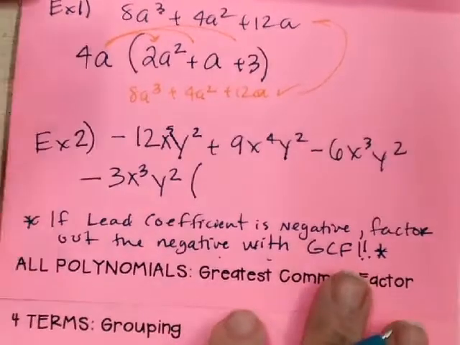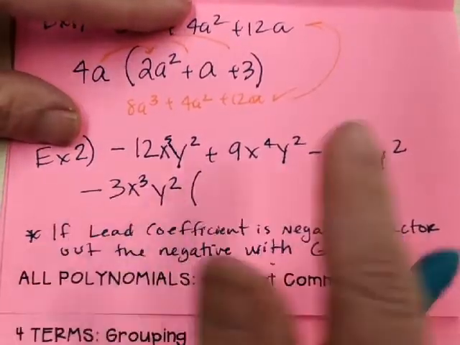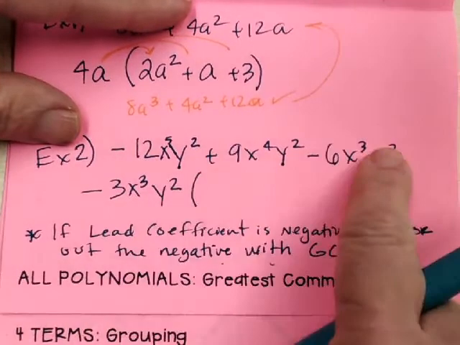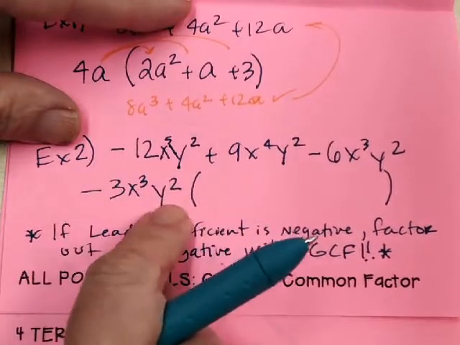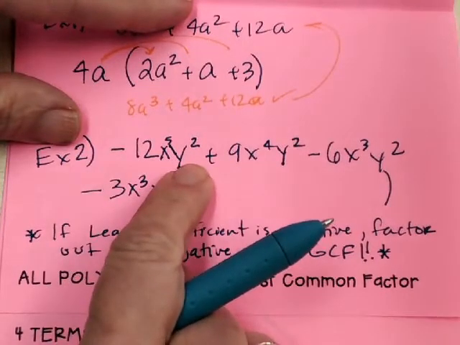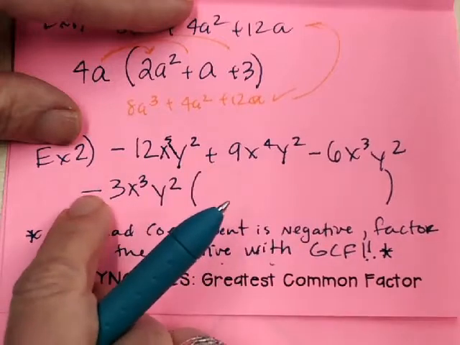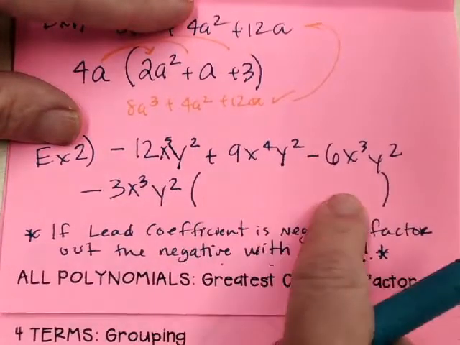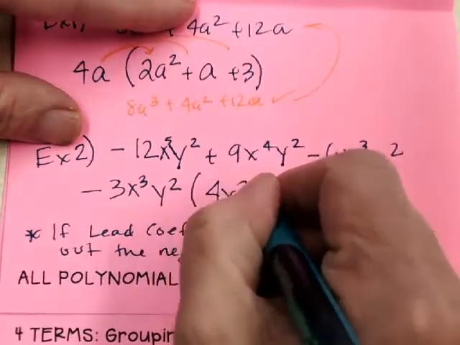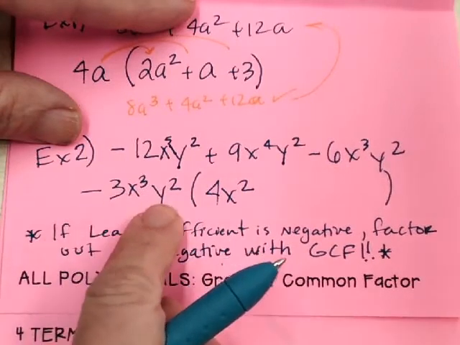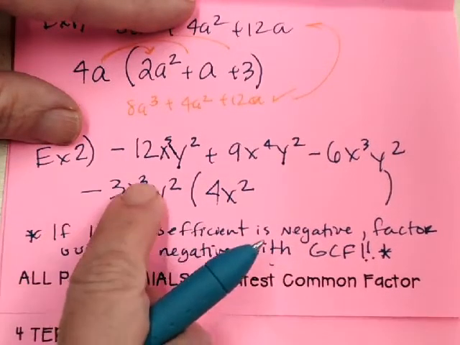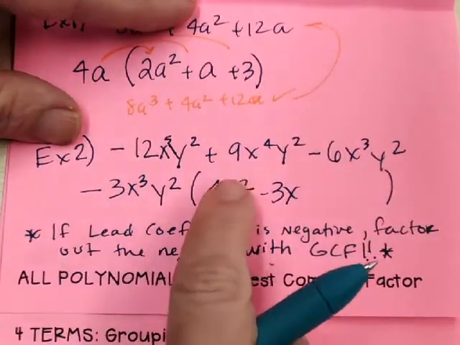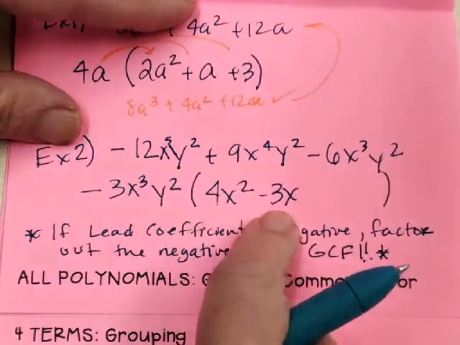Alright, so now I'm going to see what it's going to take inside here to multiply by the negative 3x cubed y squared to give me what I started with. So what times 3x cubed y squared will give me negative 12x to the 5th y squared? Notice a negative times a positive is going to give me back a negative. So your signs are going to change in here. So this is going to be a 4x squared. Negative 3x cubed y squared times negative 3x is going to give me a 9x to the 4th y squared. It's going to be positive.